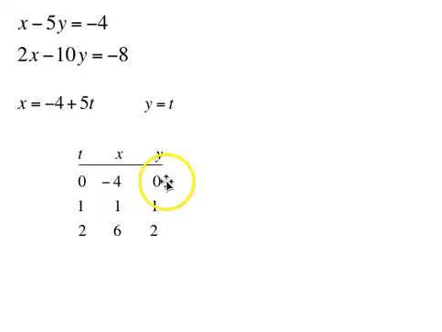So we have 3 points, (negative 4, 0), (1, 1), (6, 2) in our solution set, but the actual solution set is the set of parametric equations. x of t is negative 4 plus 5t, and y of t is t. And that will conclude this lesson.